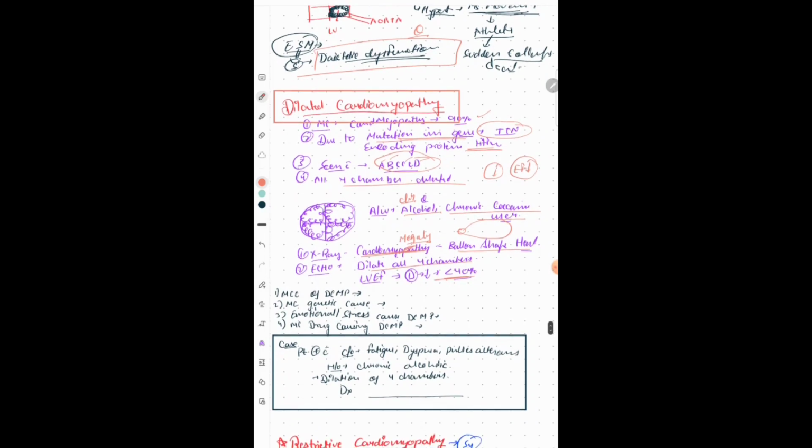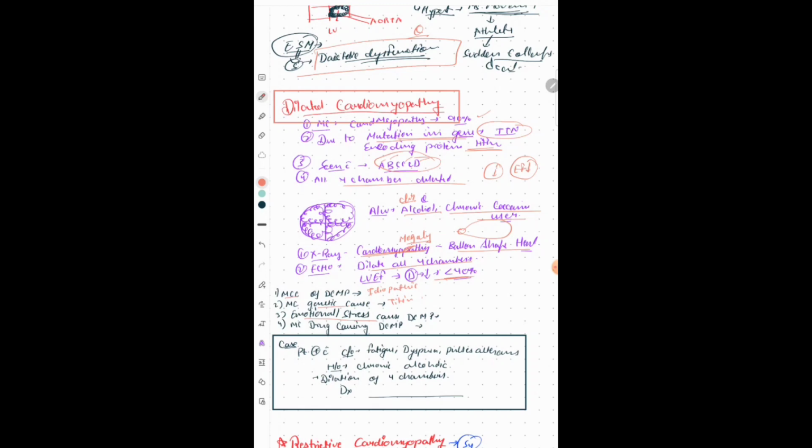Some questions: the most common cause of cardiomyopathy is idiopathic. The most common genetic cause is the titin gene.